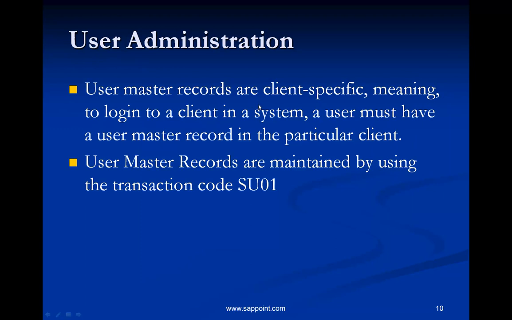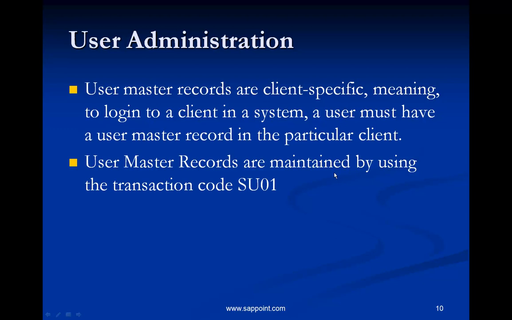User master records are client specific, meaning if a user ID exists in a client, he or she can only log into that client. If the IDs don't exist in the other clients in the system, the users cannot log into those clients. User master records are maintained by using the transaction SU01. So if you want to work with one user ID at a time, like creating user IDs, copying them, deleting them, or locking the user IDs, the transaction code that you would use is SU01.